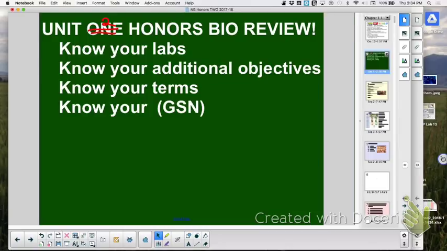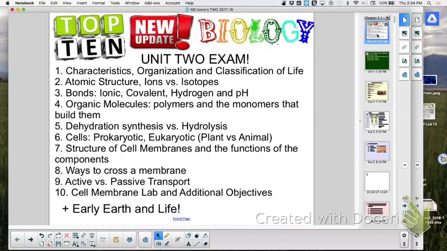You want to know your additional objectives for these different chapters, right? Be comfortable with your terms at the ends that we did in quizzes. And then look over your group shared notes. Now, when you study, you have input study and you have output study. Examples of input study are reading your lab, reading your group shared notes, reading the answers to your additional objectives.